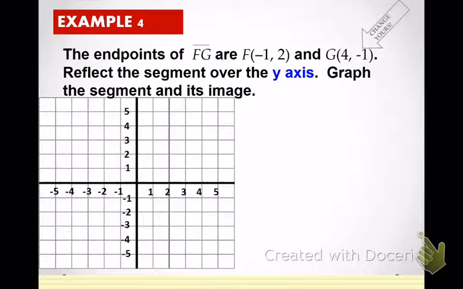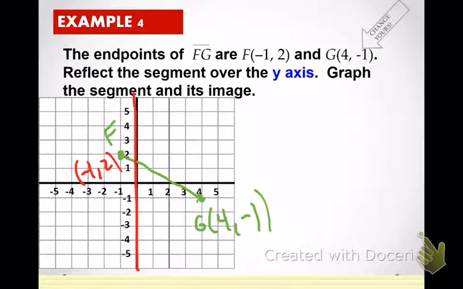All right, so we have the point negative 1, 2. There's F. And G is 4, negative 1. There's our line. The y-axis is the line x equals 0, so it's going to be this line. This F point was at negative 1, 2, and the G we've got.